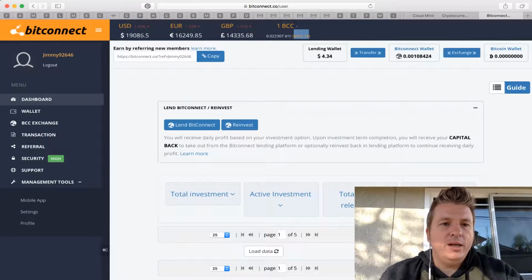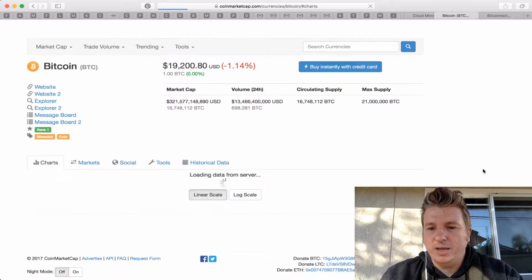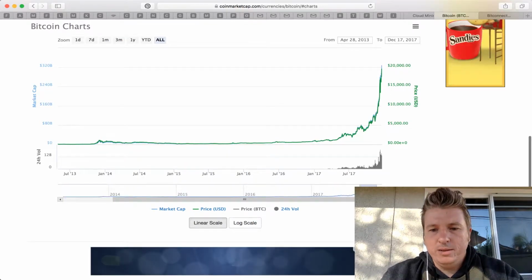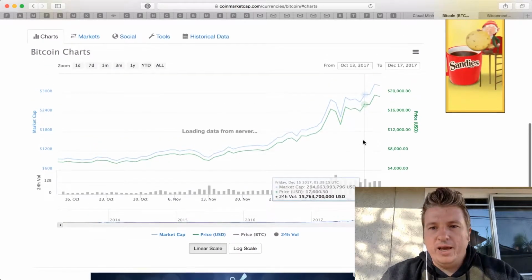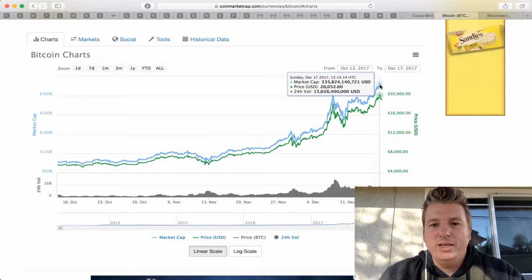Bitcoin is up to 19,000, and I believe it's even higher than that. I think earlier it was a little higher. Let's see, do I have the exchange up? I do. Let's check this out. Where was it earlier today? Look at that. It broke 20,000. That says 20,052. That's what I see as the high.